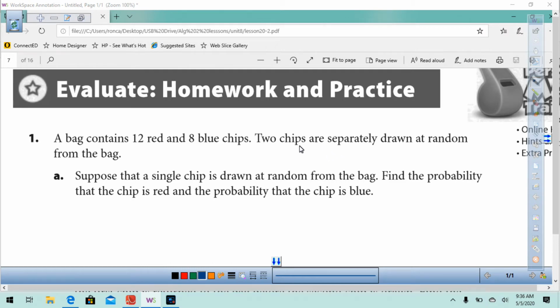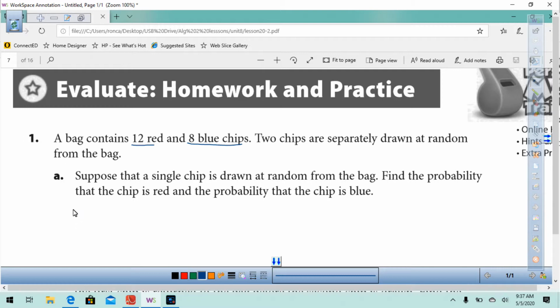Lesson 20-2, page 1021. A bag contains 12 red and 8 blue chips. The 2 chips are separately drawn at random from the bag. Suppose that a single chip is drawn at random from the bag. Find the probability that the chip is red and the probability that the chip is blue.